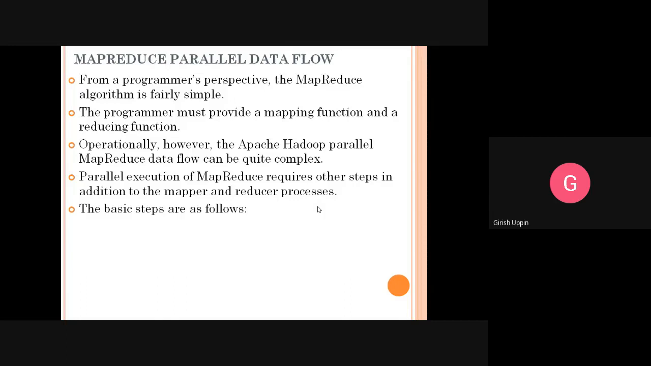In the case of the word count, the mapping function was looking for a particular word. If it is present, it puts that particular line in the output, and the reducing function just counts how many lines there are. That is the output of the reducer function.